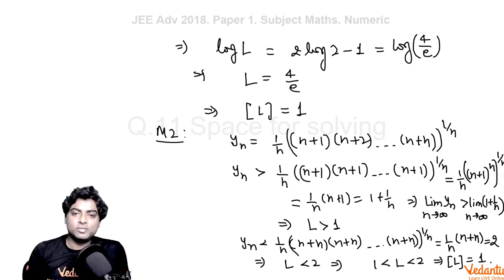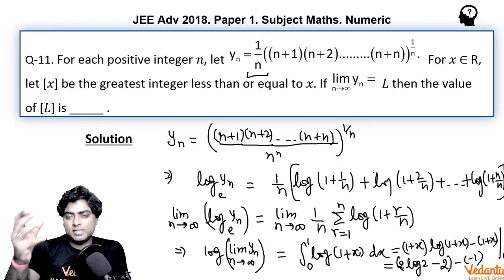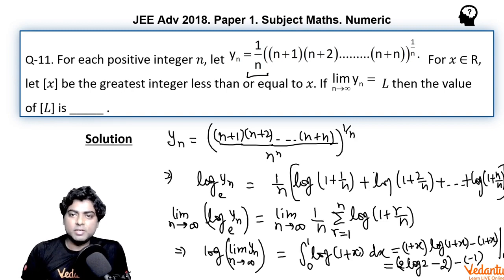So I hope you understood this method also. Without finding L, we can easily track it by taking the basic things here, the brackets, the minimum and maximum value.